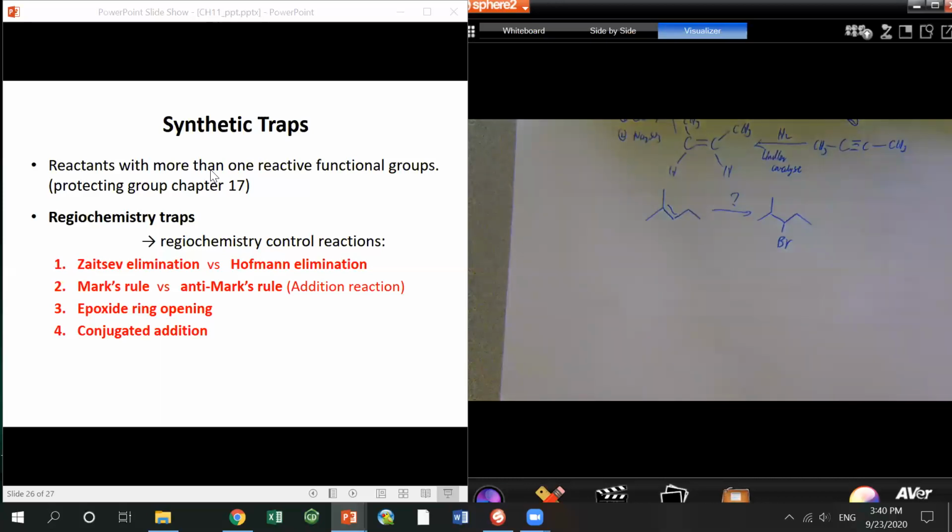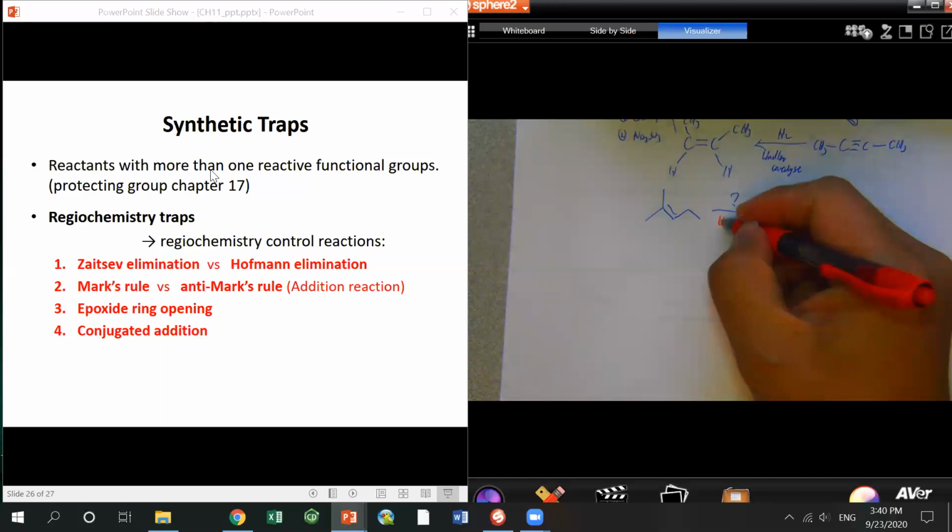If you take a first look, some students think, oh, that's pretty easy. It looks like we just add HBr. We just learned that first mechanism: one carbon picks up hydrogen, another carbon picks up Br. So life looks pretty easy. But unfortunately, life is not always so easy.